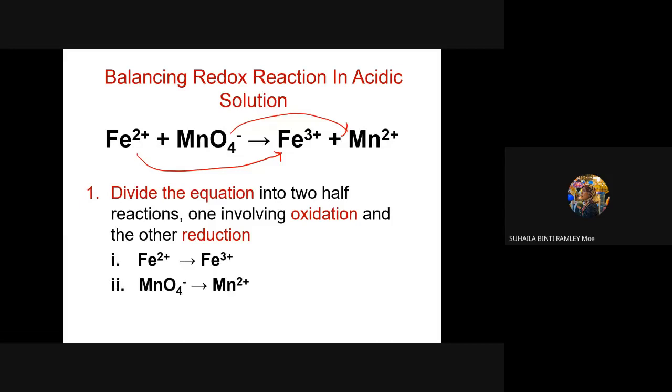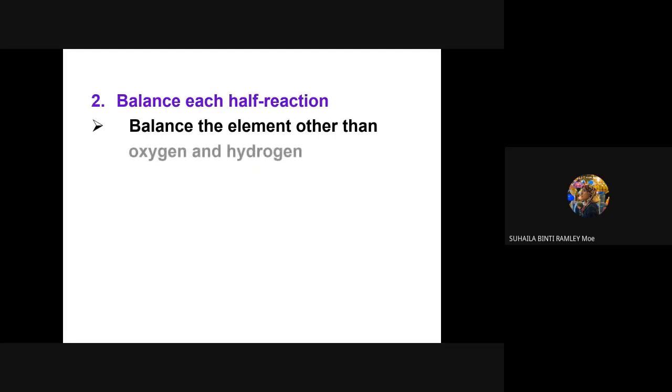Okay, two half equation. Okay, next step, balance half equation tersebut. So kita akan balance elemen selain daripada oksigen dengan hidrogen dulu. Oksigen dengan hidrogen kita akan balance last. Okay, so sini kita ada Fe2+ dan Fe3+. So 1 Fe, ini pun 1. So 1 dengan 1 dah balance. So tak perlu balance. So yang ni kita ada 1 Mn, sini ada 1 Mn.